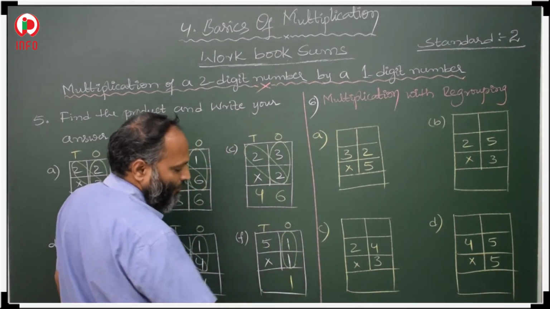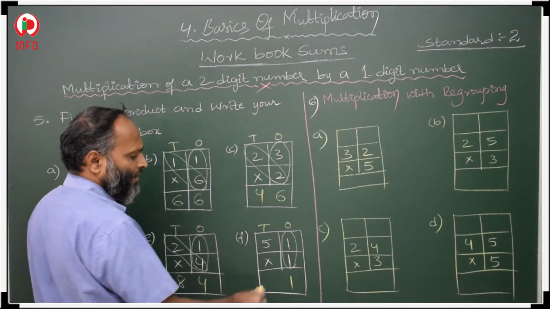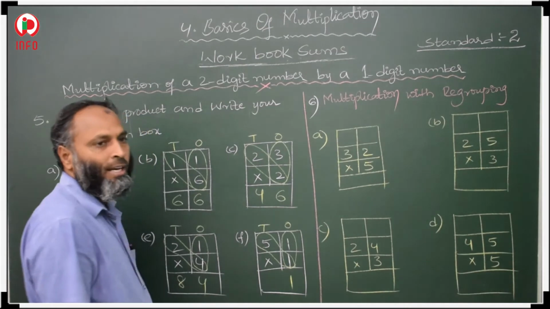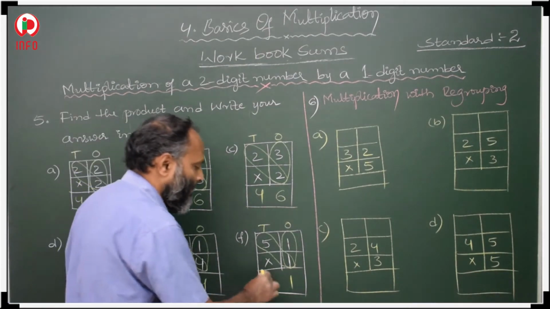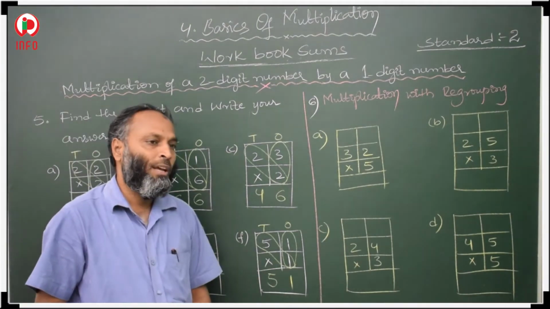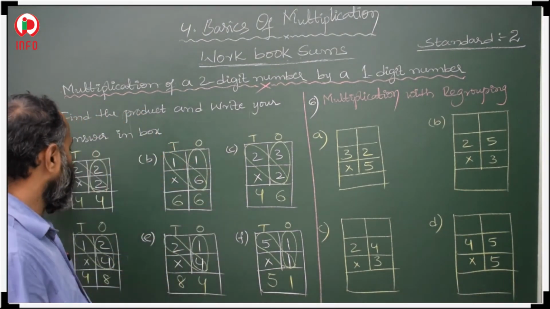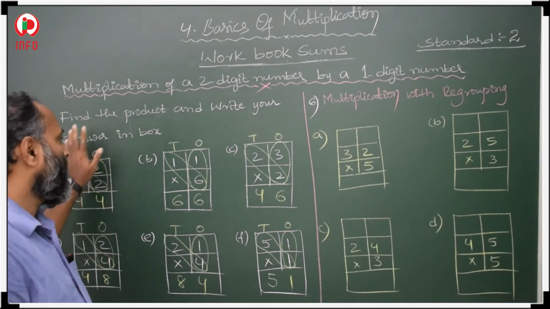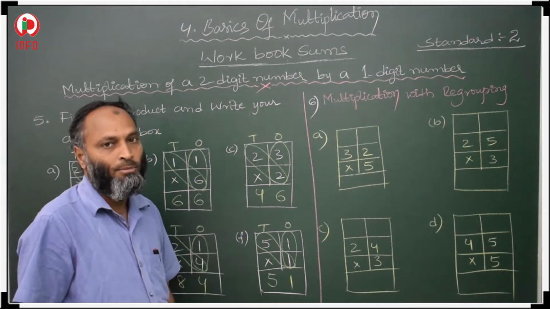Next, single digit number 1 is multiplied with ones place value. 1 one is 1. And again, this single digit, that is 1, is multiplied with tens place value. That is 1 5 is 5. Our product is 51. In all these 6 questions, there is no regrouping. All these are without regrouping sums.